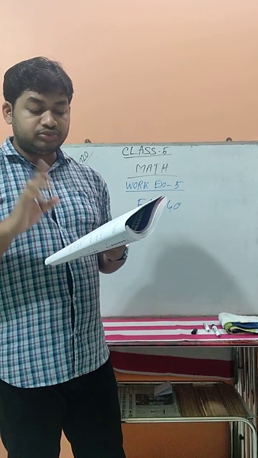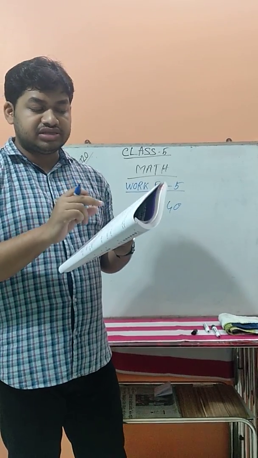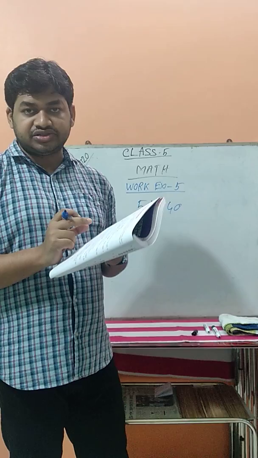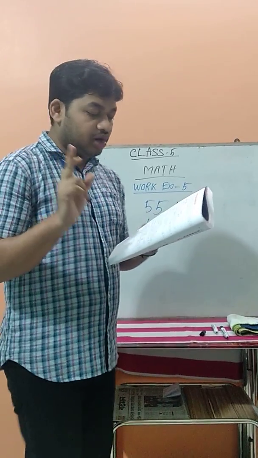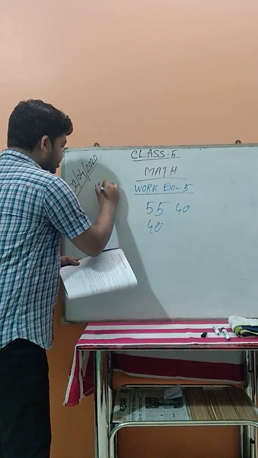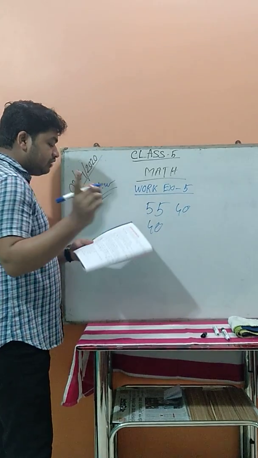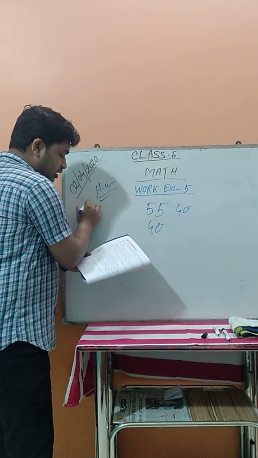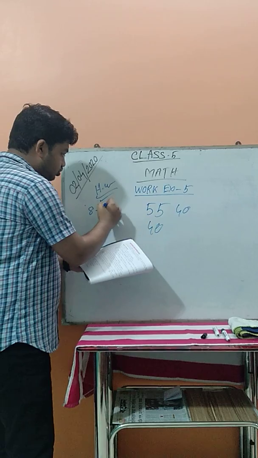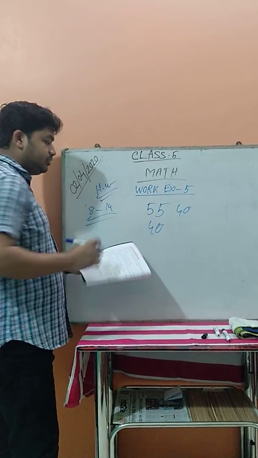So now you have to write all these review exercises, the fill in the blanks questions with answers, from number 8. Just write down in your copy. From number 8, review exercise number 8 to 14 is your homework. You have to do it in your copy.